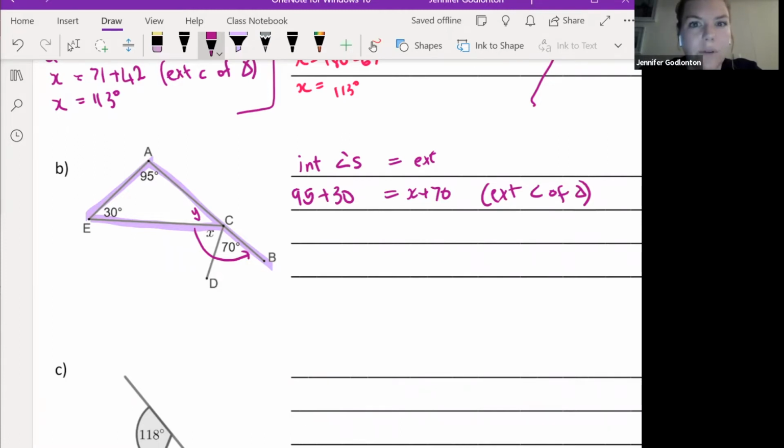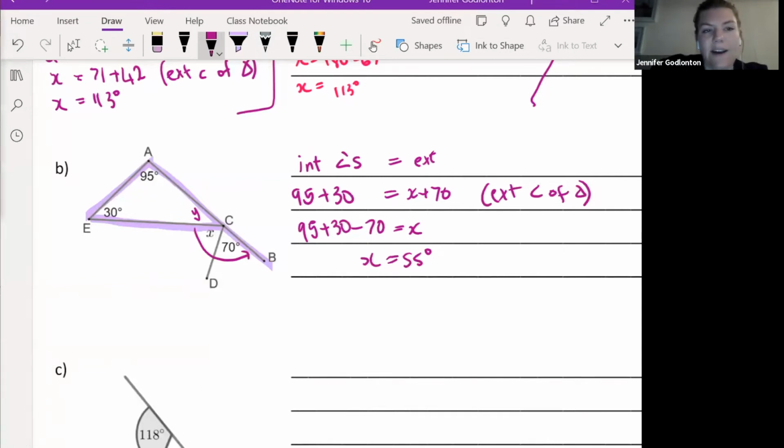Okay, ma'am. Thanks, though. And you were on a good track for seeing that it was an exterior angle. So then from here, I could say 95 plus 30 minus 70 is equal to x, which means x is equal to 55 degrees. You didn't have to go about it this way. This is just one of the options.